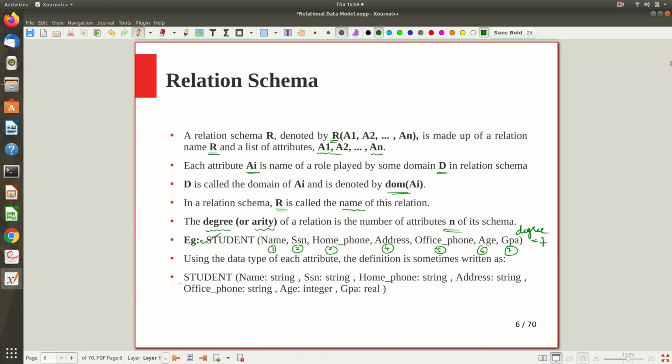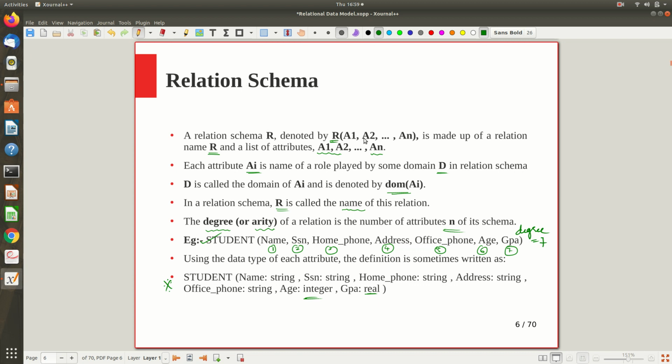Using the data type for each attribute, you can define the schema. So if you want, you can define it like this also, right? So this is more meaningful. What I'm saying is name is of type string, social security number is of type string, home phone number string again, address string again, so all are string here. Then you have the real value and integer value. So this way also you can define. So this is how you define the schema of a relation: the name of the relation followed by the names of all the attributes, or if you want you can specify the data type of the attributes also, so that this will be a more meaningful way of defining a relation. So what is a relation?